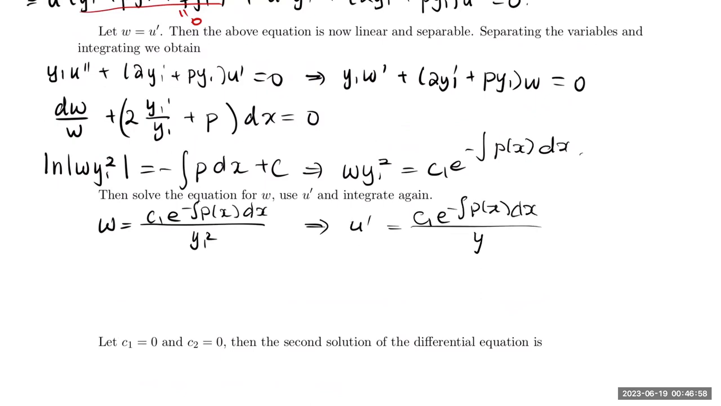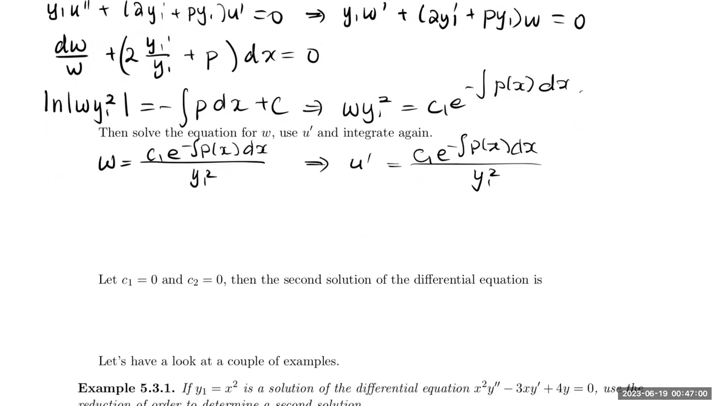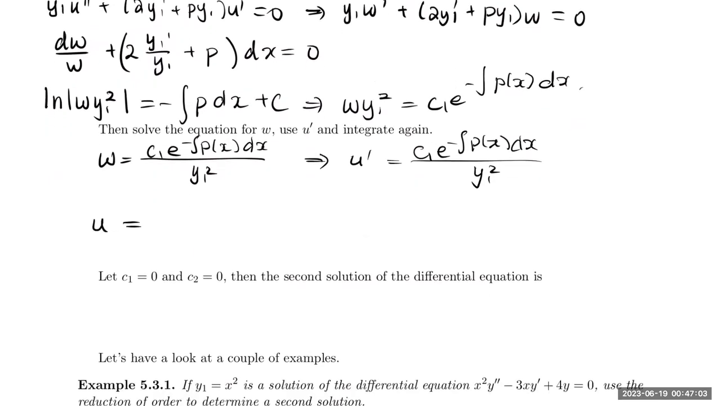divided by y1 squared. Then integrating this again, u is equal to c1 times the integral of e to the power negative integral p(x) dx divided by y1 squared dx, plus a c2 out here as well.